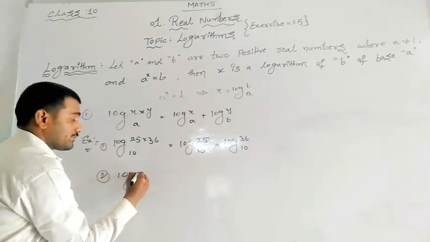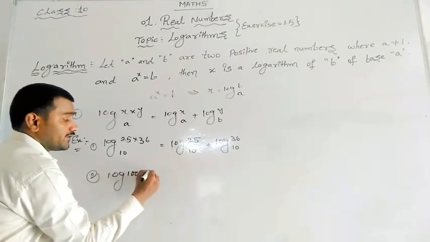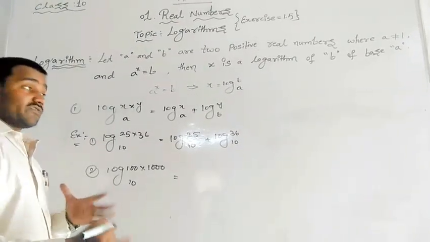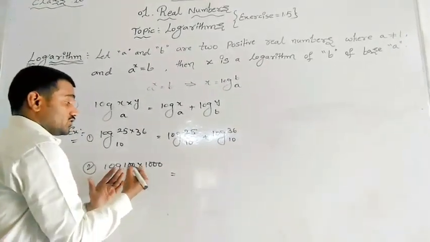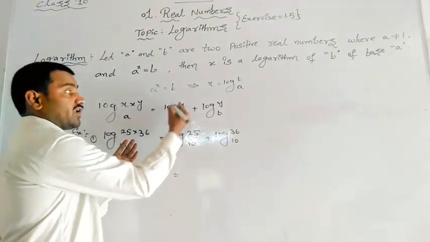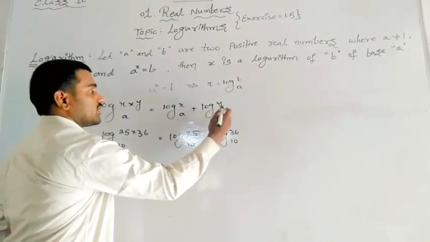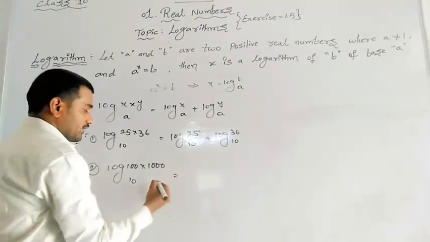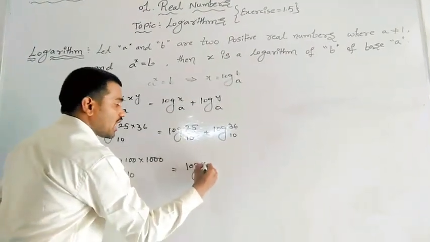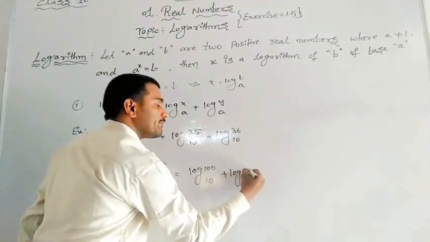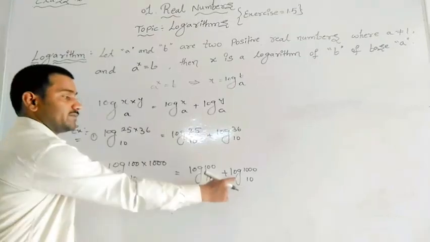Log 100 into 1000, base 10, equal to... Where it is able to simplify, we need to simplify. See, log x into y, base a, equals log x base a plus log y base a. Sorry, base a itself, not b. Then here we use it: log 100 base 10 plus log 1000 base 10. The base will be the same.